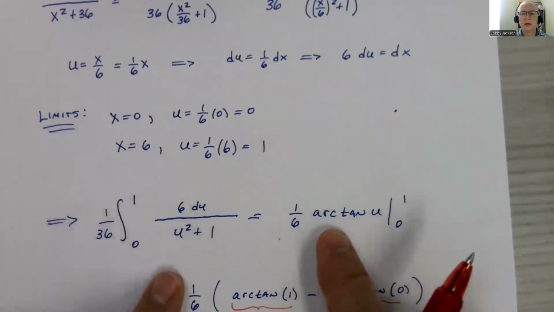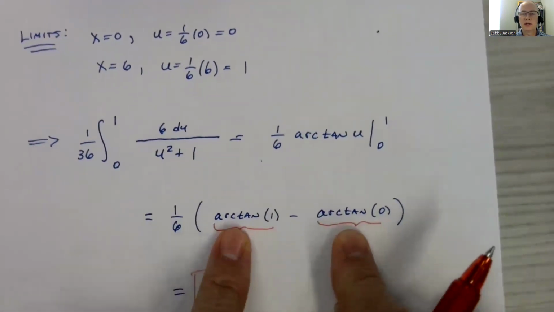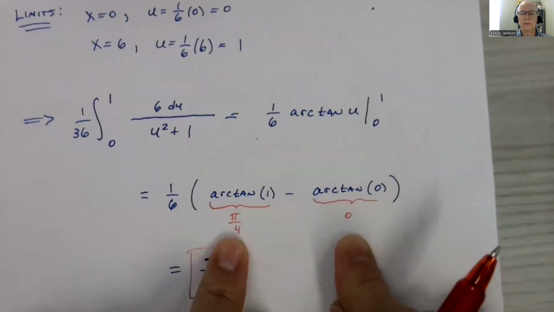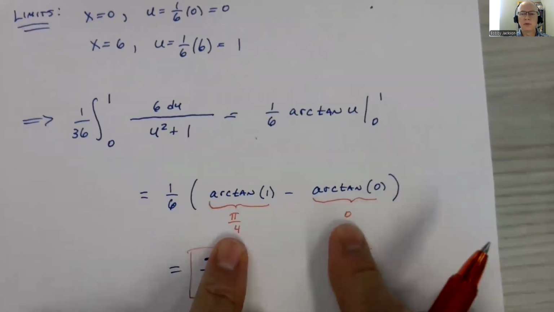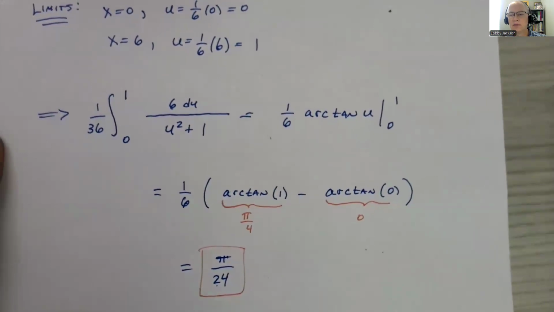which is the antiderivative's arctangent of u. So evaluating that at the upper limit of 1 and lower limit of 0 and subtracting. Now you do need to be able to find the exact value of arctangent of 1, and that's pi over 4, right? And that's because tangent of pi over 4 is 1, and the range of the arctangent function is between negative pi over 2 and pi over 2. Arctangent of 0 is 0. And so I get pi over 4 times 1/6 is pi divided by 24. And there's the exact value of your definite integral.